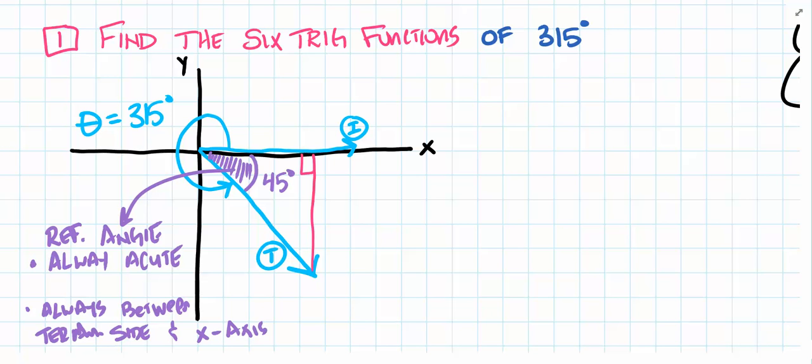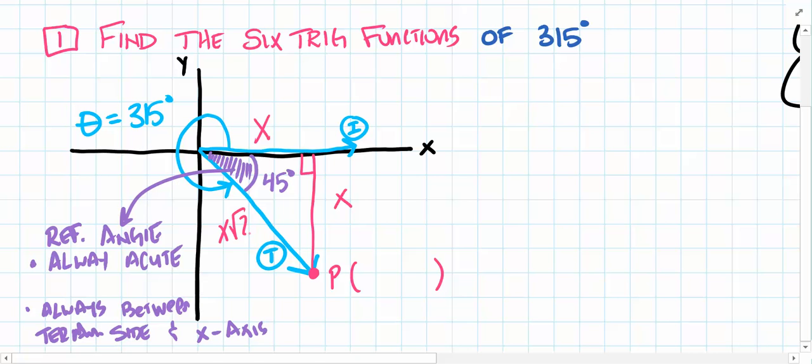Okay? Now, consider any point that's on this particular terminal ray of your angle. I'll call that point P. Can I label the sides of my triangle now? Do I know the relationship among all the sides of my right triangle? I do, right? This side is x, this side is x, then this side has to be x root 2. Everybody agree with that part? Okay, so those are the sides of my triangle.